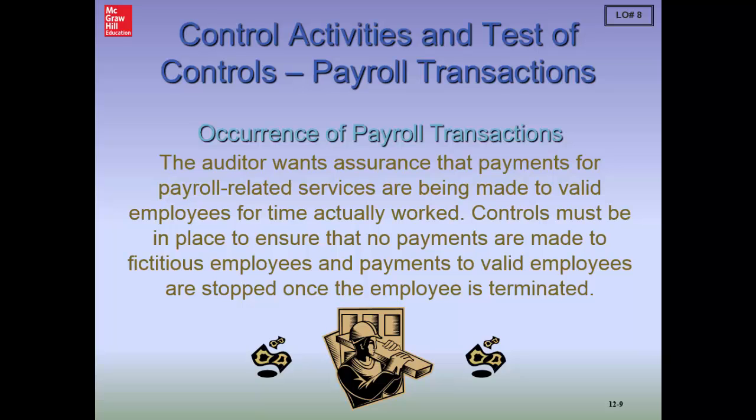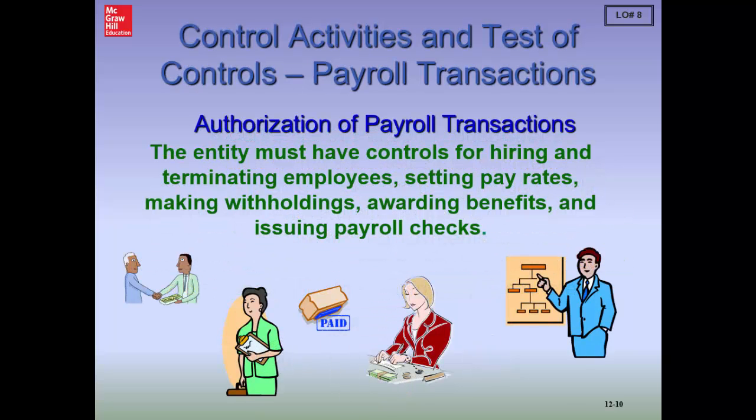We then need to consider the control activities. Control activities relate to the occurrence of payroll transactions. The auditor wants assurance that payments for payroll-related services are being made to a valid employee for actual time worked. It's very possible that the auditor is going to do a search of these employees, a sample of employees, and identify that these employees are actually there, are actually working, and are an actual person. And this is going to be a part of this confirmation of the controls.